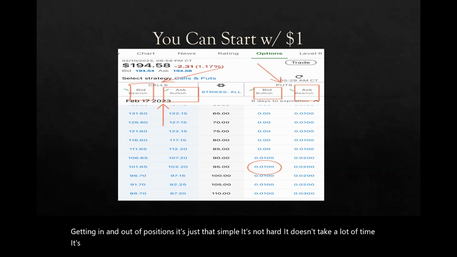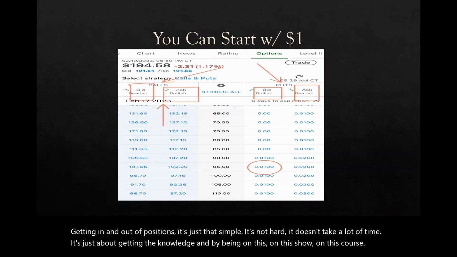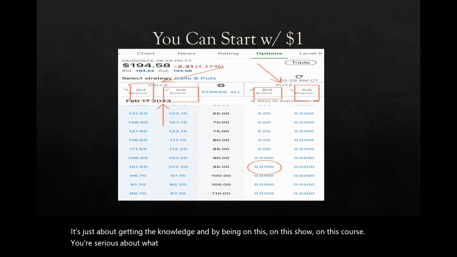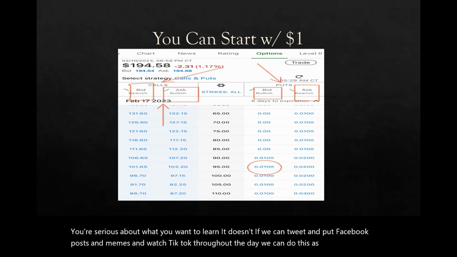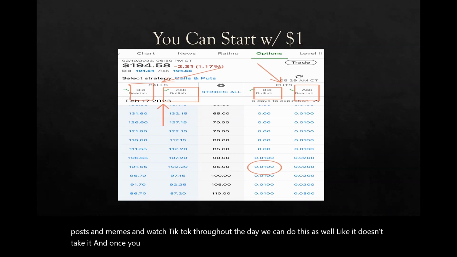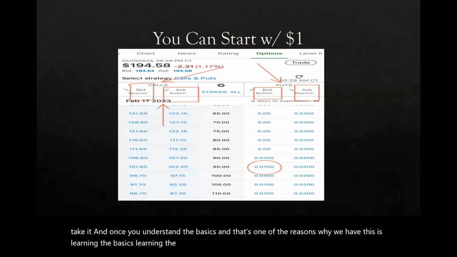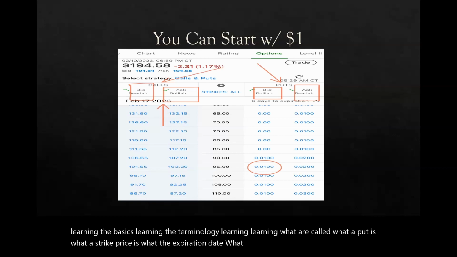It's just about getting the knowledge, and by being on this course, you're serious about what you want to learn. If we can tweet and put up Facebook posts and memes and watch TikTok throughout the day, we can do this as well. And once you understand the basics, and that's one of the reasons we have this, learning the terminology, learning what a call is, what a put is, what a strike price is, what an expiration date is, what time decay is. Learning these things takes time.